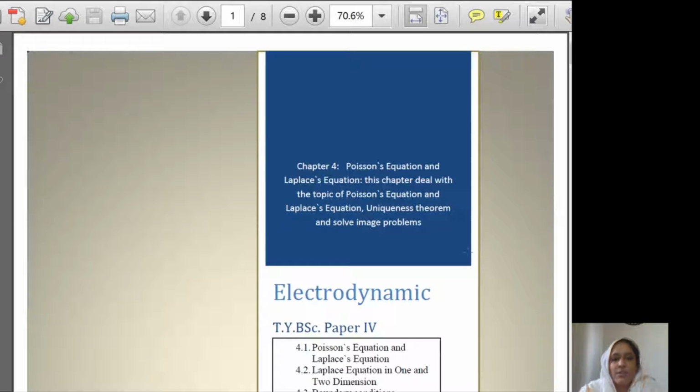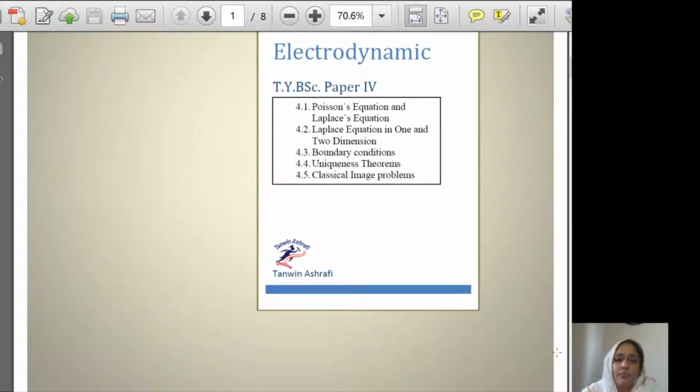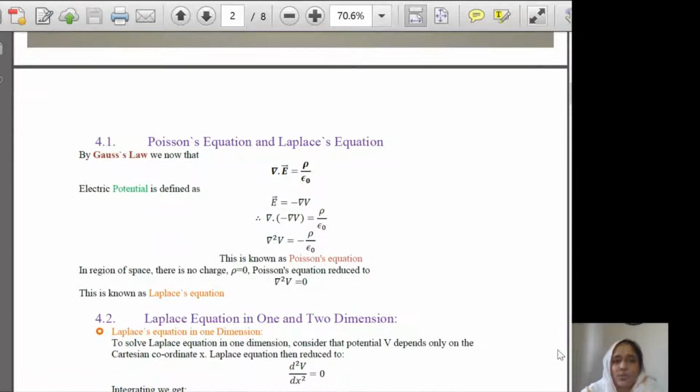Now, chapter number 4: Poisson's equation, Laplace equation, boundary condition, uniqueness theorem, and classical image problems. In this chapter, we are going to study these topics about Poisson's equation and Laplace equation.